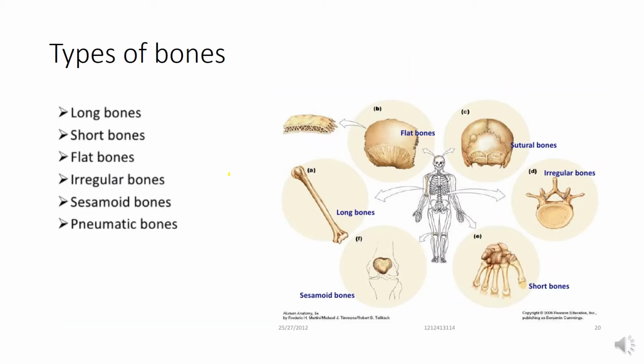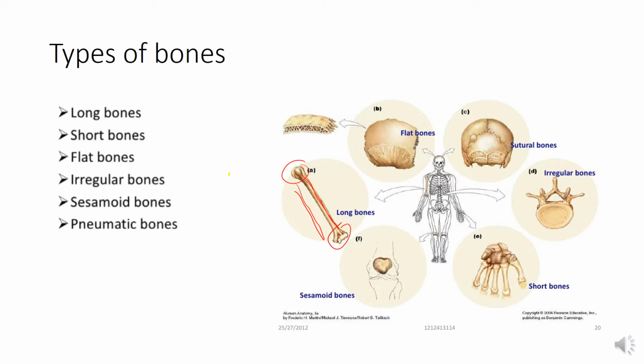The types of bones are classified as long bones, short bones, flat bones, irregular bones, sesamoid bones, and the pneumatic bones. So the long bones consist of a shaft and two extremities. Here you can see this is the type of the long bone, and it has got two extremities, two ends, and a shaft. So this type of bone is known as long bone, and they are longer than wider.